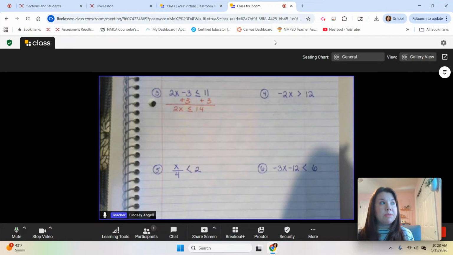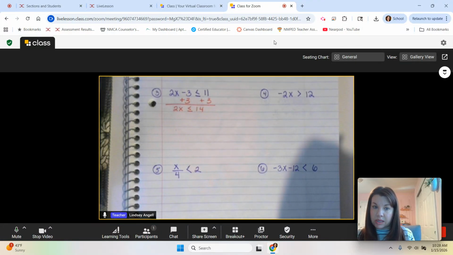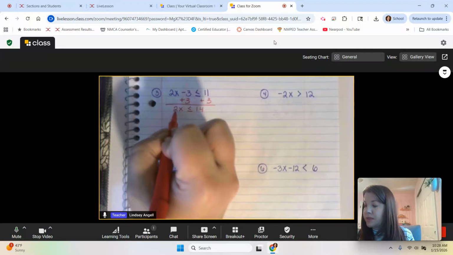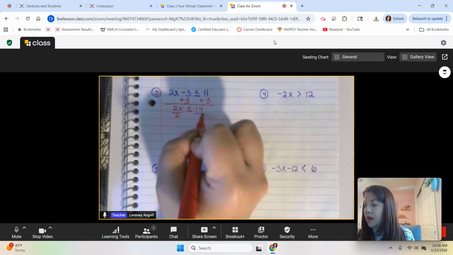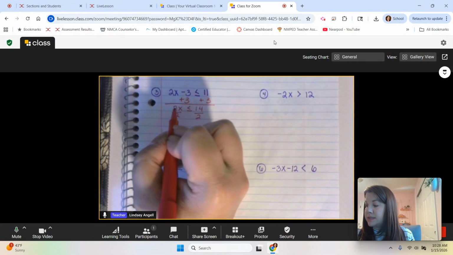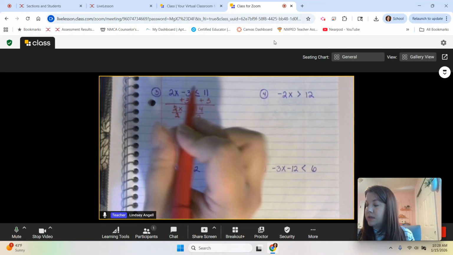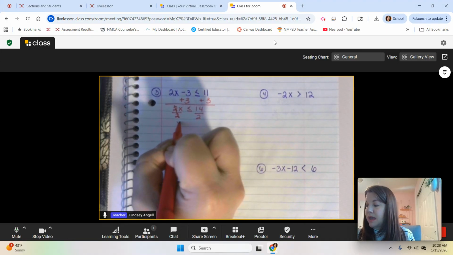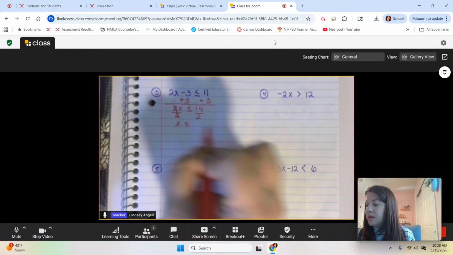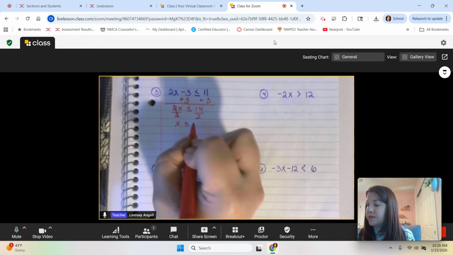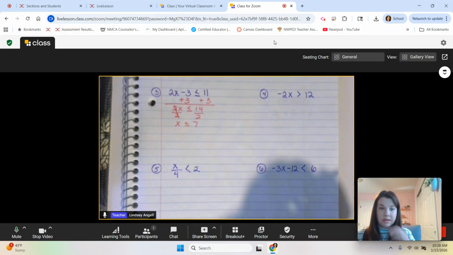Now I am multiplying by 2. In order to get rid of that, I'm going to divide by 2 on both sides. We've got to keep it balanced. Okay, those will cancel on the left. I have my variable is less than or equal to, and then 14 divided by 2 is 7.